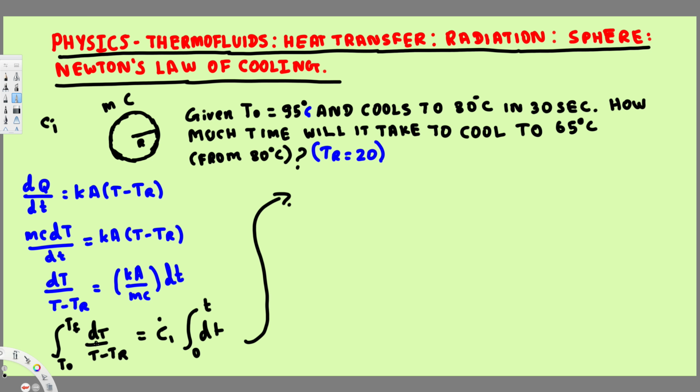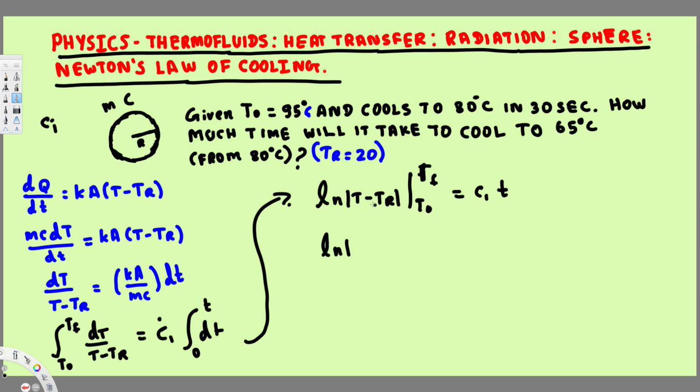Let's simplify this one. If you integrate this one, this is going to give you ln of (T minus Tr), and that's going from initial temperature to final temperature. And on the other side we have C1. If I integrate this dt, that's going to give us t right here. We know the time that's provided in the question, that is 30 seconds. So we can apply this 30 seconds right here. Instead of writing t, maybe I do that in the next step. So this is t, and let's simplify this one.